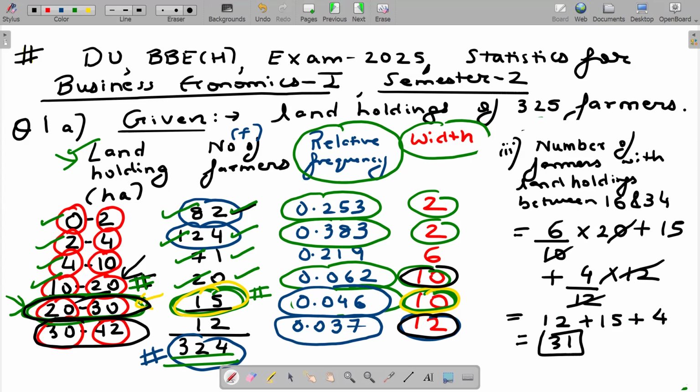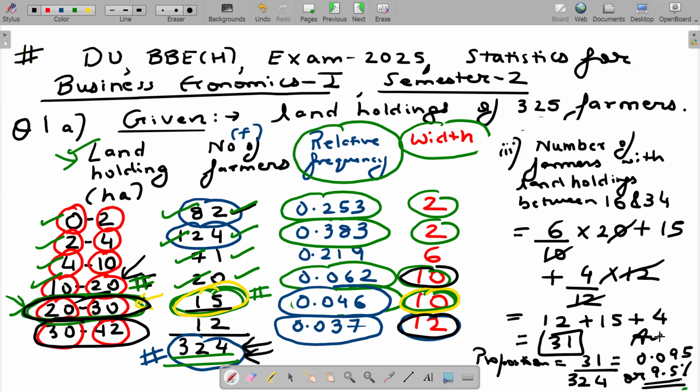Proportion, how will I find the proportion? The proportion will be 31 divided by the total number, which is 324. 31 by 324 is 0.095 or 9.5%, if I multiply by 100 to convert to percentage. So this is my answer for part 3.